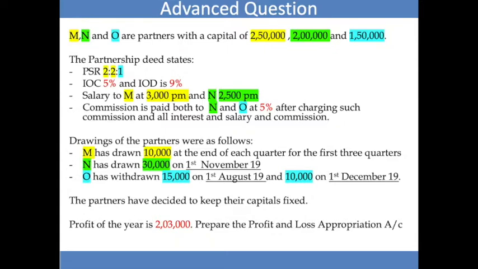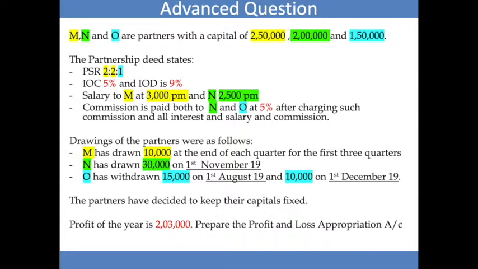Now the next thing, commission is paid to two partners, one is N and the other one is O, at 5% after charging such commission and all interest and salary and commission. This statement is very important. That means the commission will be paid after charging all the commission, after charging all the interest, that is interest on capital and interest on drawing, salary as well as the commission.